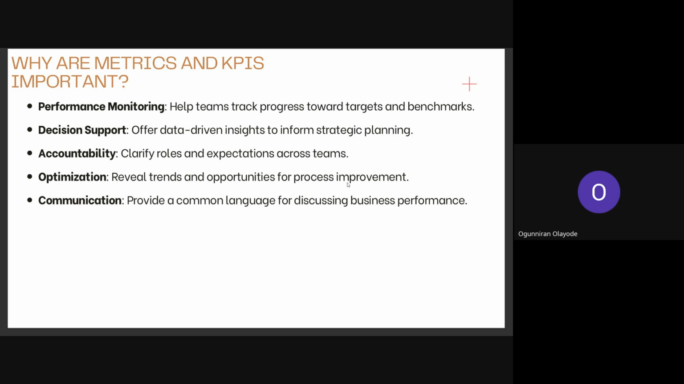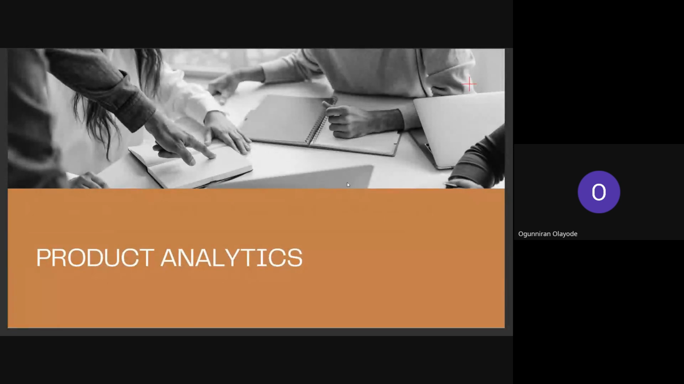If the things that you are getting from it, based on the metrics and KPIs, are low, then that might be a call for you to do something different from what you're doing. Maybe you need to up your selling, or you need to do more marketing. And also communication: it provides a common language for discussing business performance. So I'm just doing a run through over all these things.